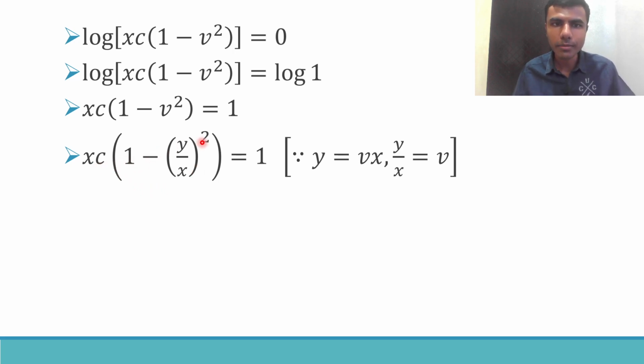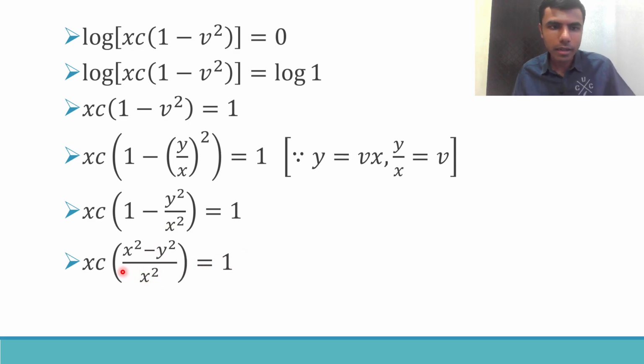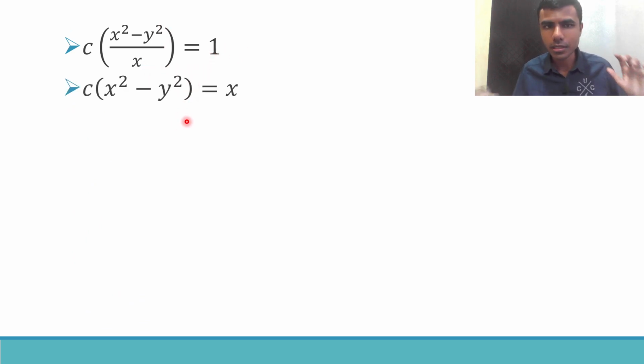So xc into 1 minus y square by x square, just take LCM, x square minus y square by x square, this is what I have, and 1 x and 1 x would get cancelled. I'll get c into x square minus y square by x is equal to 1. Send this x here, so I'll get c into x square minus y square is equal to x. Fine, all good.